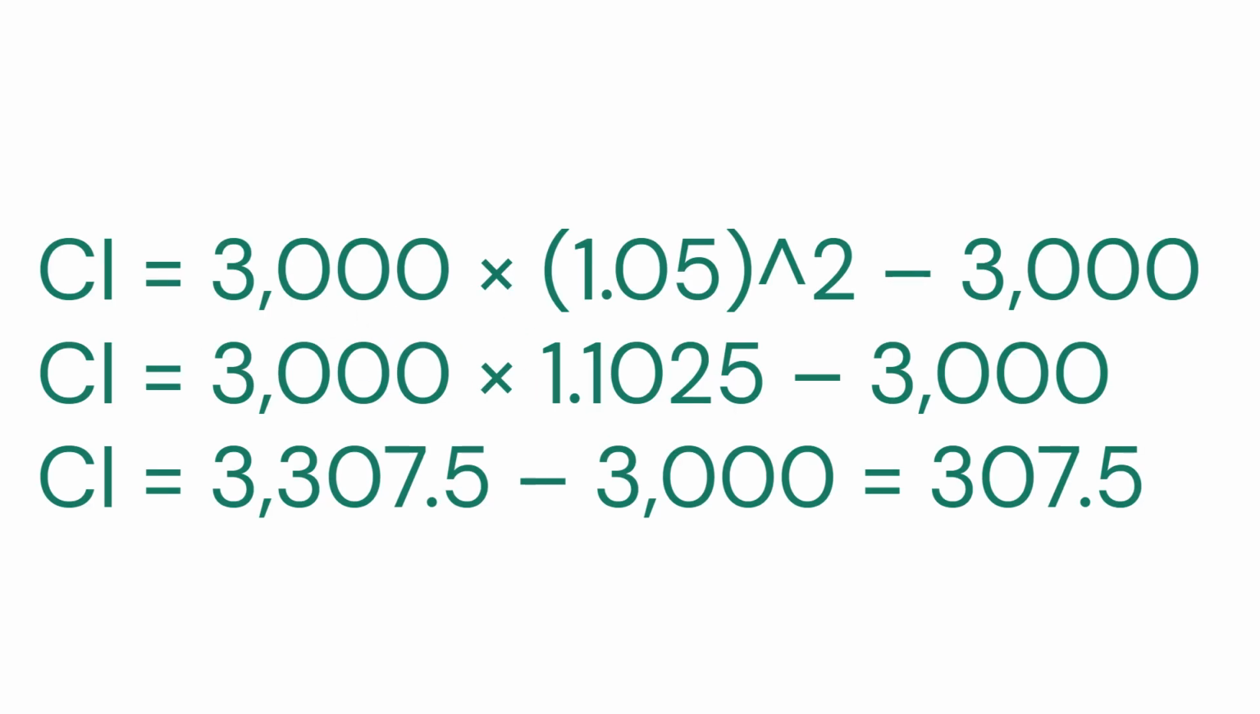Moving on, 3000 times 1.05 to the power of 2, which equals 1.1025, minus 3000. 3000 times 1.1025, which equals 3307.5, minus 3000, which equals 307.5. Therefore, the compound interest is 307.5 rupees.